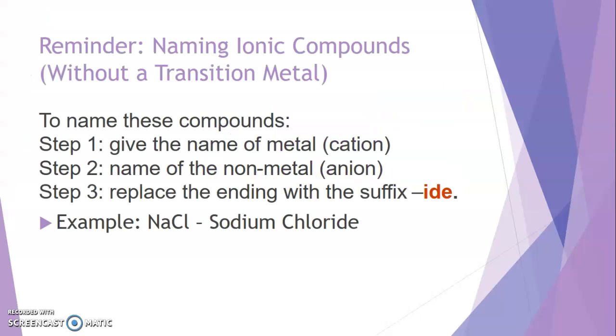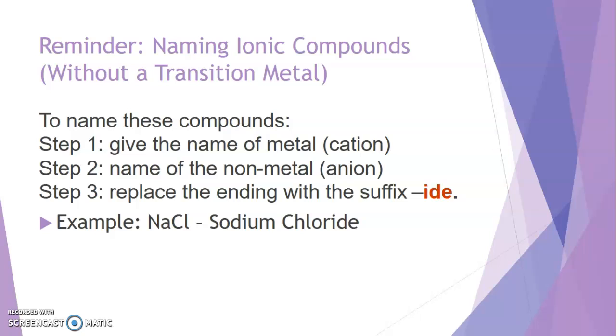Okay, so reminders from last week's naming ionic compounds. There are 3 steps. Step 1, you give the name of the metal, which is the cation. Step 2, you give the name of the nonmetal, which is the anion, and then you replace the ending with the suffix -ide. So we've got sodium chloride here. Sodium is Na. It's the metal that donates the electron. And Cl is chlorine. It's the nonmetal that will accept that electron. So we've got sodium chloride here.